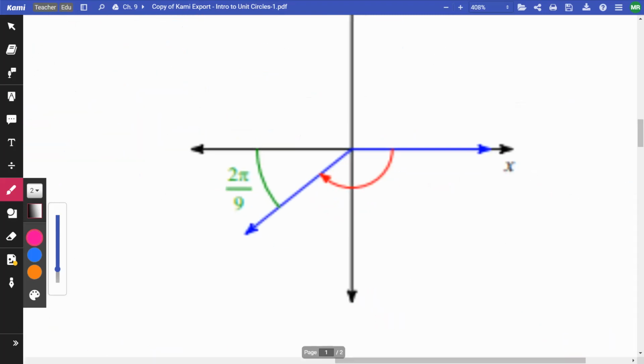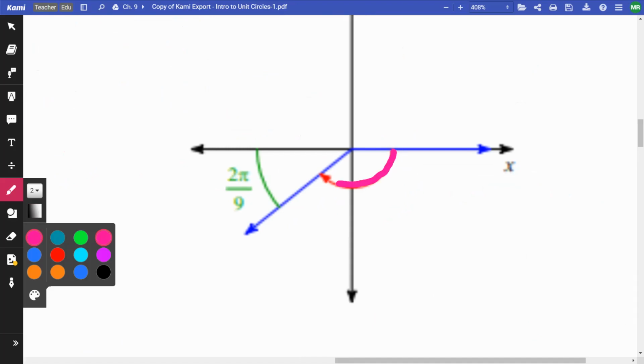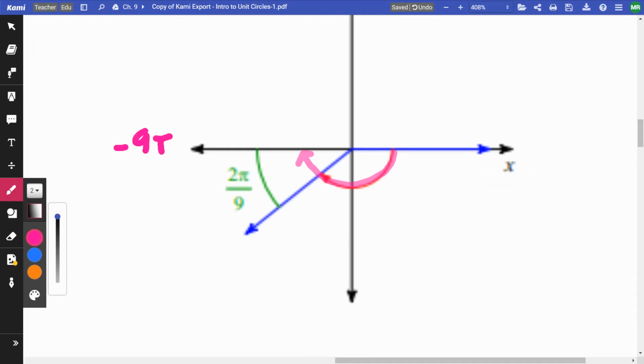On this one here, now pi ninths is not a nice one, but we can still figure this out, okay? So I'm going this direction, going here like this. But if I had gone all the way to here, that would have been a negative, because I'm going backwards, 9 pi ninths, because that would be a whole.